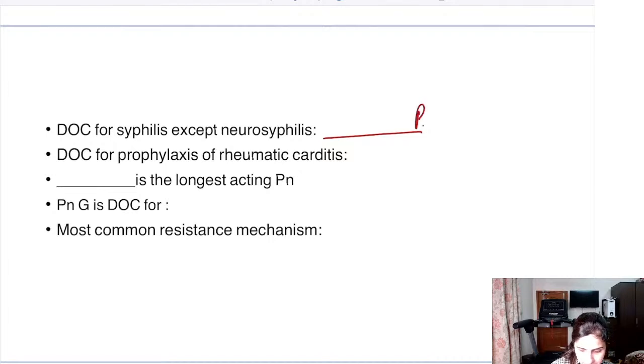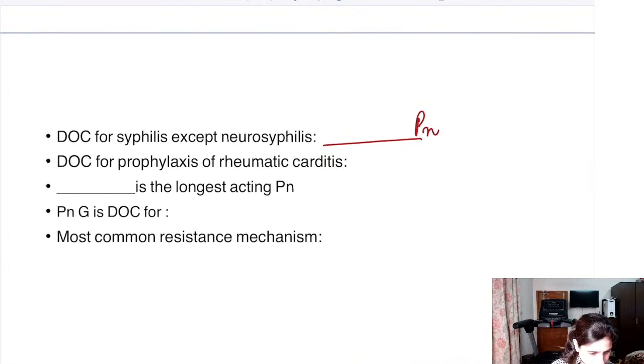Which penicillin? Yes, very good. Benzathine penicillin. Benzathine penicillin is the drug of choice for syphilis except neurosyphilis. The drug of choice for prophylaxis of rheumatic fever is again benzathine penicillin. The longest acting penicillin is again benzathine penicillin.